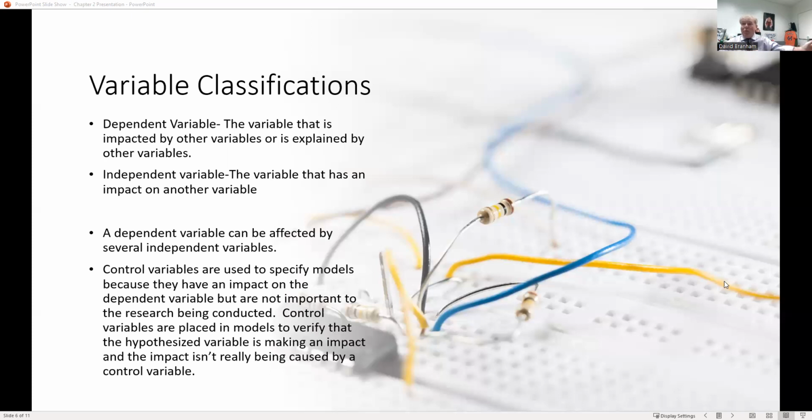It could be where you live. If you spend a lot of time in very cold weather, you eat a lot of calories. So that may also have an impact on your weight. So these variables, you may have a whole lot of independent variables that have an impact on one dependent variable.